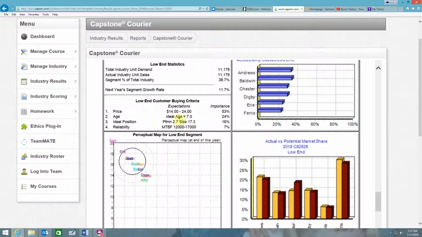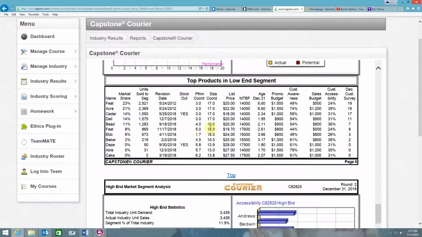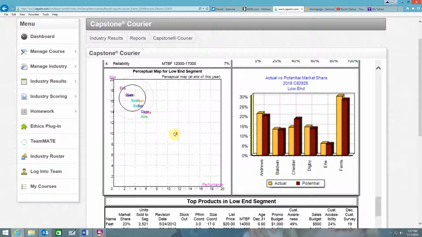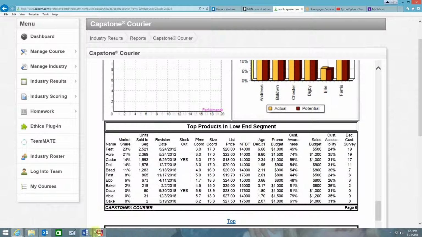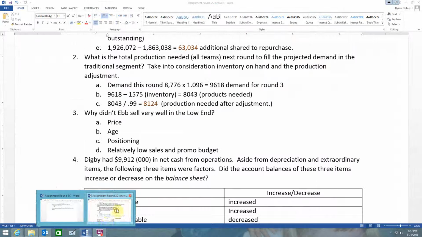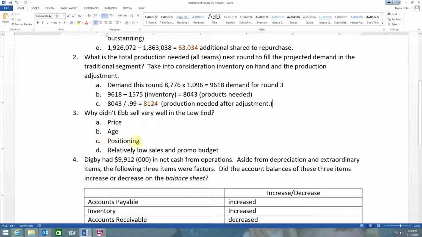What's the next thing? Age. Well, its age was actually closer than quite a few of them. It was closer than these, so I would give them credit. So age wouldn't have been the biggest factor, but it's certainly not as close as these to the age of 7. These are right up there, close to the expected or desired age. So age would be a factor. It wasn't as big a factor. I didn't ask you to prioritize them, but age would be a factor.